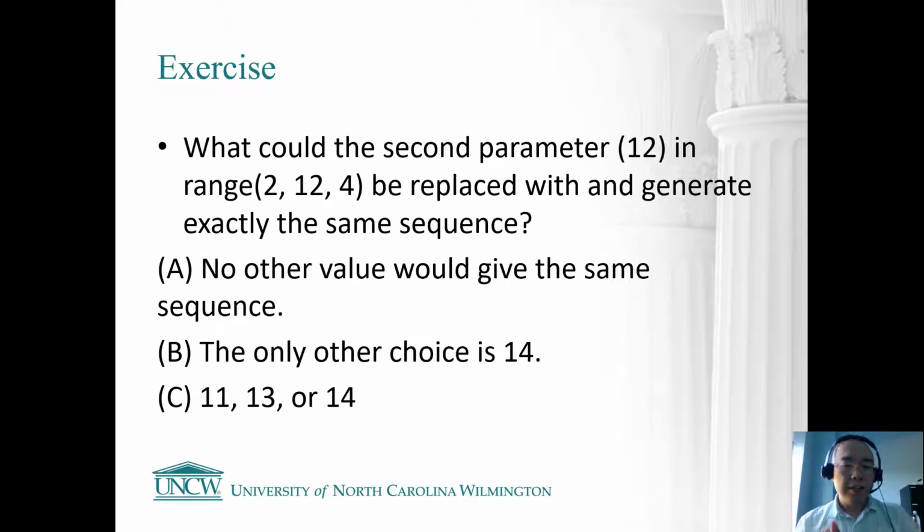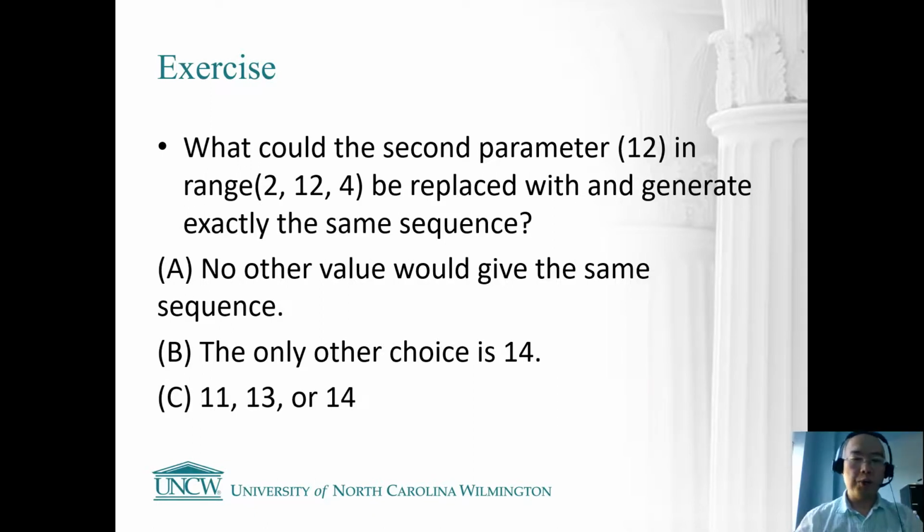And here's another exercise. What could the second parameter 12 be if we want to have a different range than 2, 12, and 4, but still we have the same numbers? Well, this is the interesting one. So take a look. I believe the answer should be C.